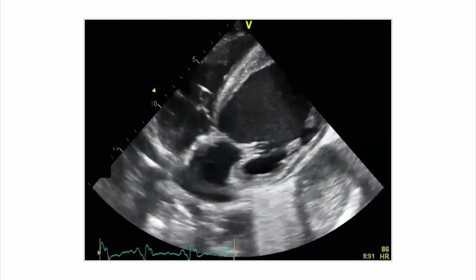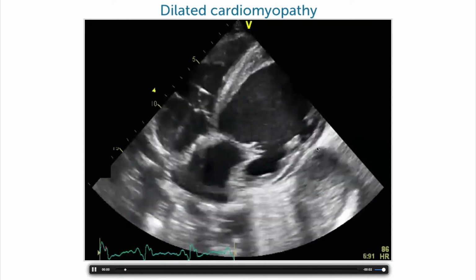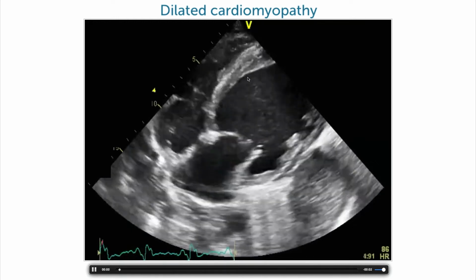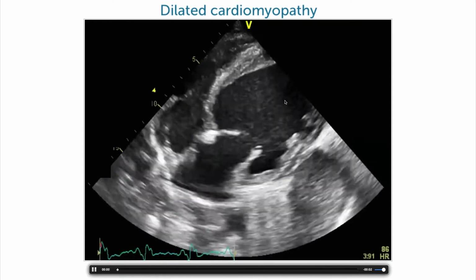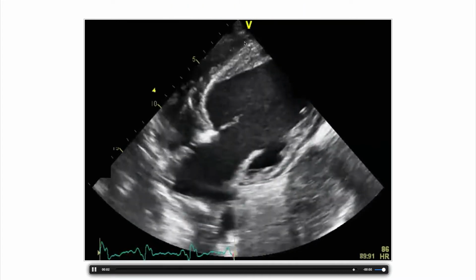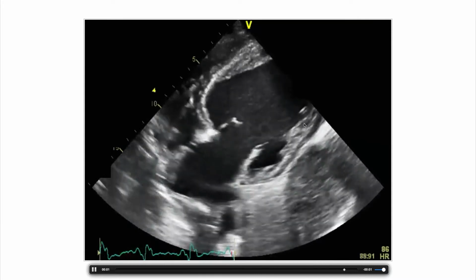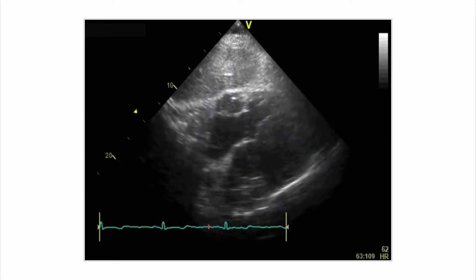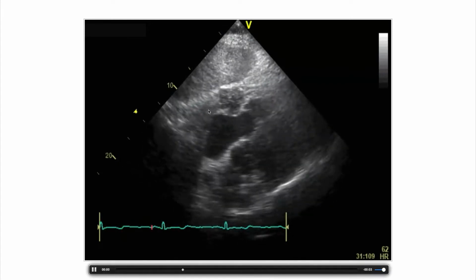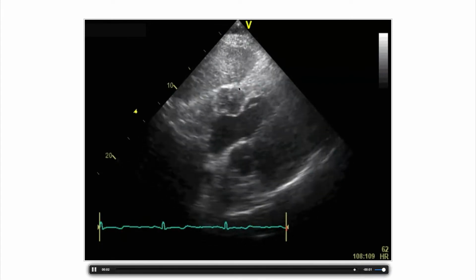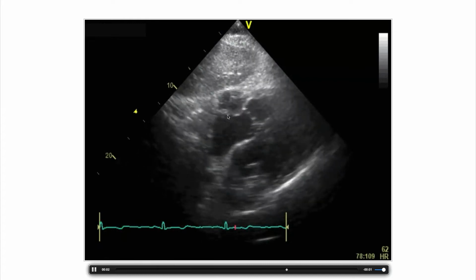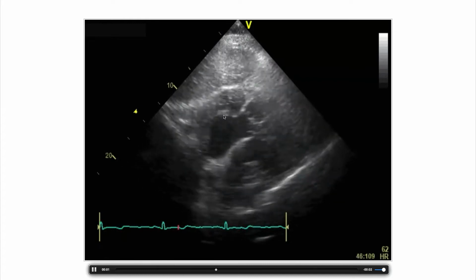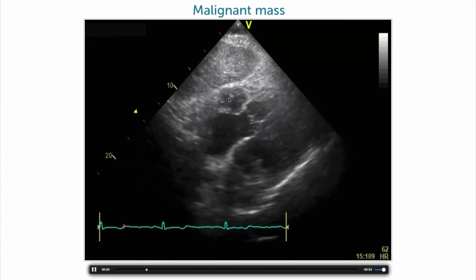A subcostal view in a patient with cardiomyopathy, very large left ventricle, dilated left ventricle, and a small right ventricle. So you can even make the diagnosis of dilated cardiomyopathy from a subcostal view. And finally, this is a subcostal view that shows a mass right close to the right atrium. And this mass turned out to be a lymphoma.